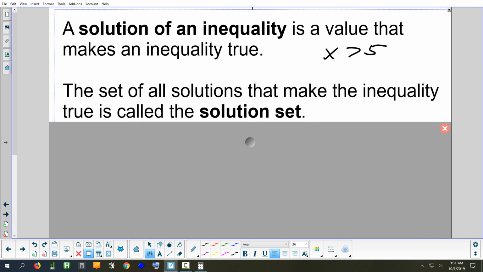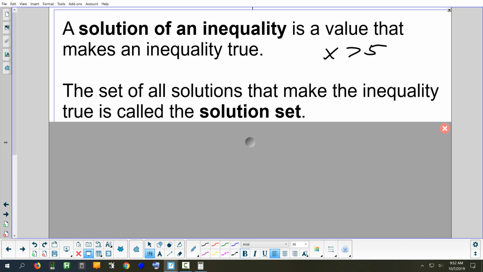Now, the set of every answer, so I said like 6, 7, 13.5, 5.01, I said a bunch of them. All of those numbers are called the set of answers. They are called the solution set. Now, the one thing about inequalities is you can't write down every number that's a solution. You can't write every single number that's bigger than 5. Like 5.1, 6.2, 7.34. You can't write them all.